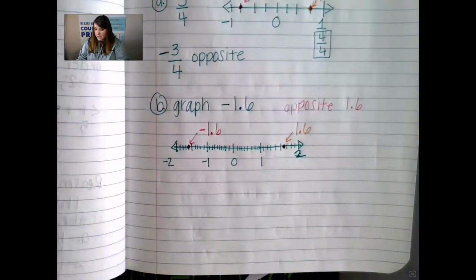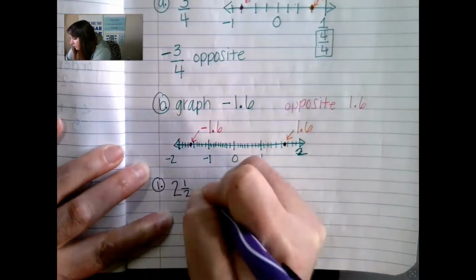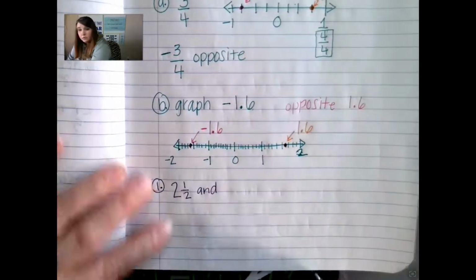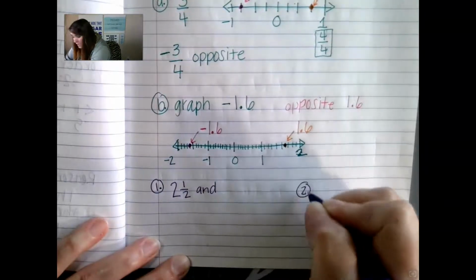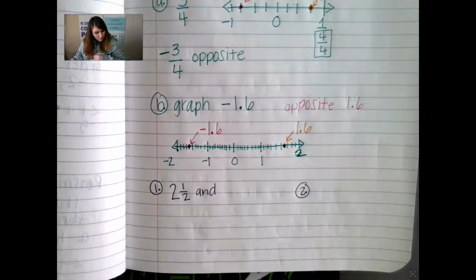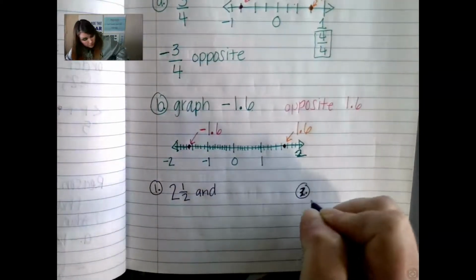Okay, so let's go ahead and do a try it. I would like for you to have some try its in here. So your first try it that we're going to look at is 2.5. So number 1 says to graph 2.5 and its opposite. So figure out what the opposite is. And then on number 2, try it number 2. Actually, we're gonna do try it number 3 in your book, if you're in your book. But you can call it, try it number 2.